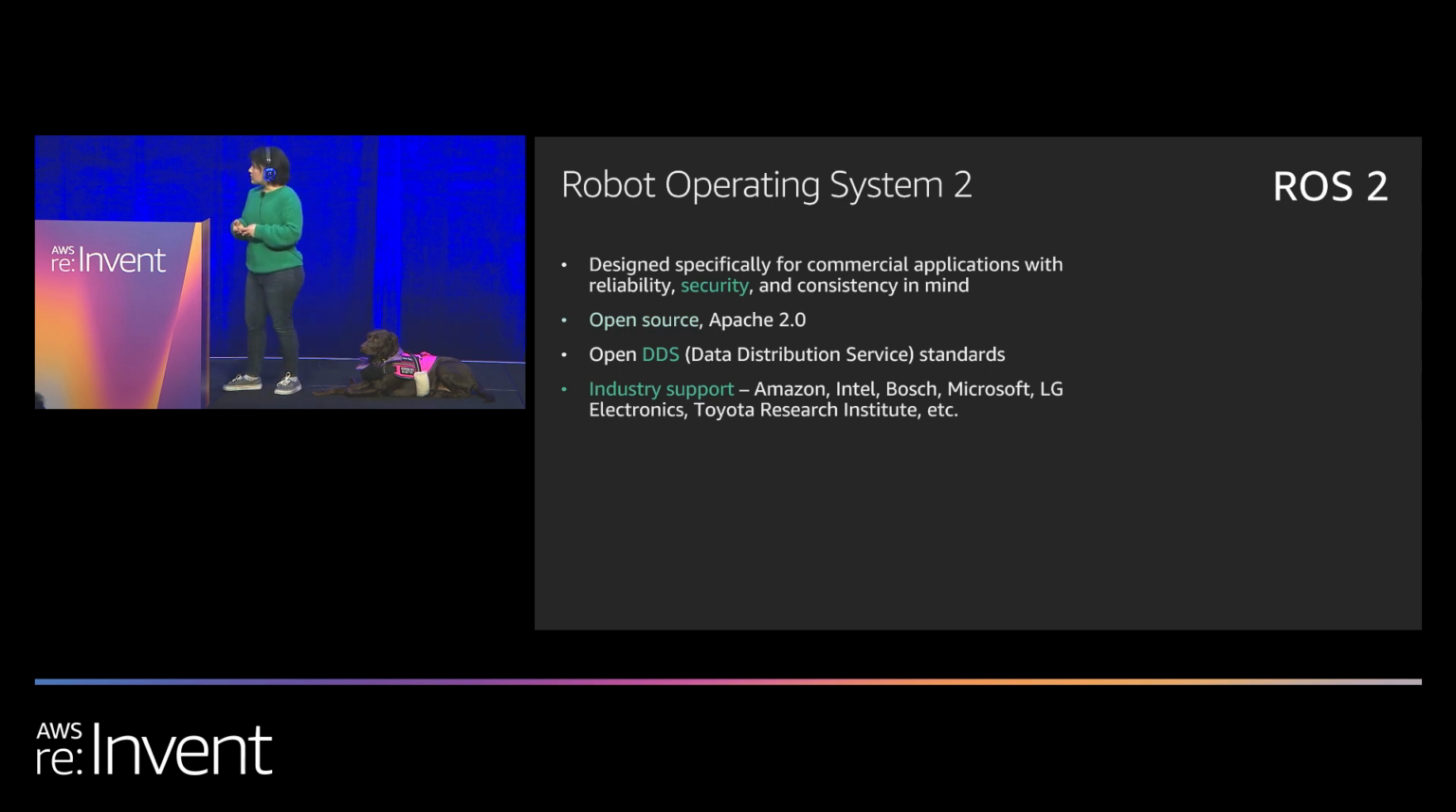And then, of course, Robot Operating System 2 is still open source. It now has DDS implemented into it, and we'll go into that in a few more slides later. And the best thing is that it has huge industry support. There are all these amazing, huge companies backing it up, not just Amazon. We're talking about Microsoft, Intel, Bosch, Toyota Research Institute, and that's just to name a few.